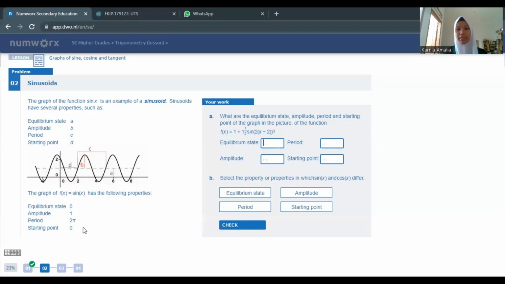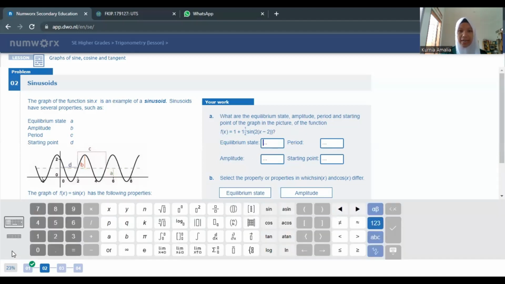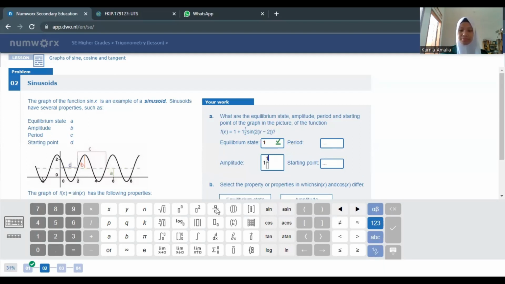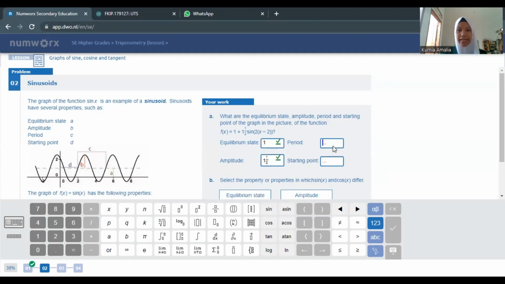What are the equilibrium state, amplitude, period, and starting point of the graph in the picture? For the function 1 plus 1.5 sin 2(x minus 4)... as we can see, this is A, this is B, this is C, and this is D. The equilibrium state is 1. The amplitude is 1.5. For the period, we know this is 2x, so it's 2 times the usual graph, so 2 pi divided by 2 equals pi. So let's write pi. And the starting point, or D, is 2. So we write 2.